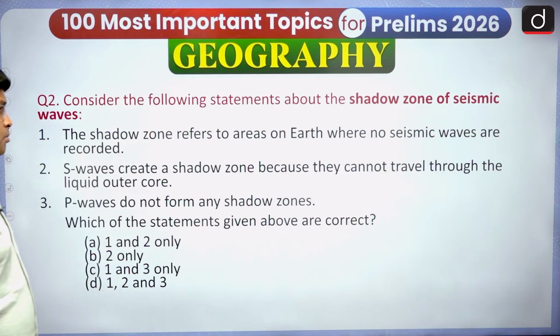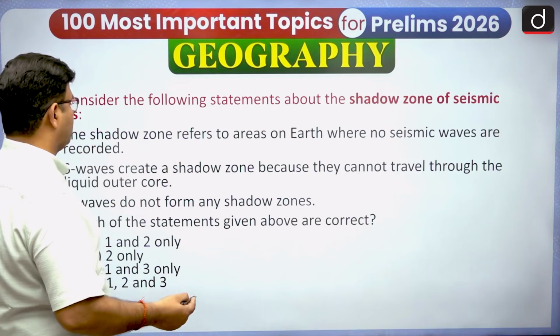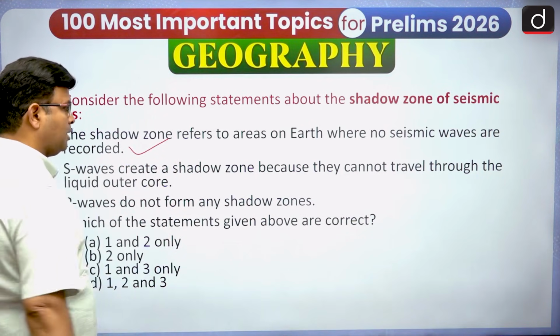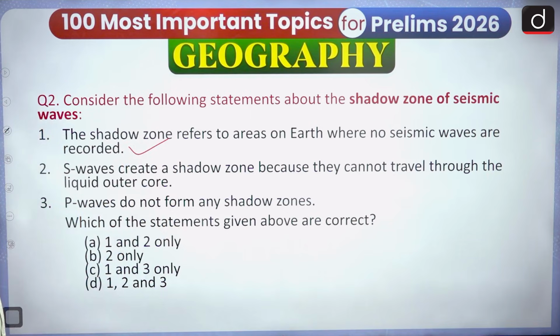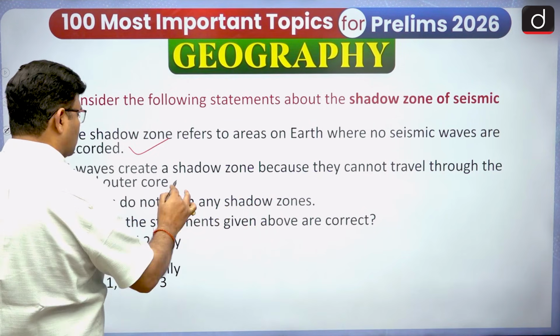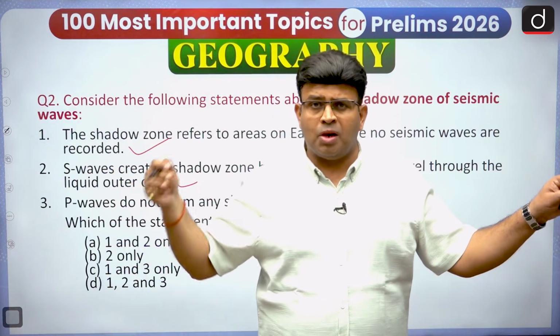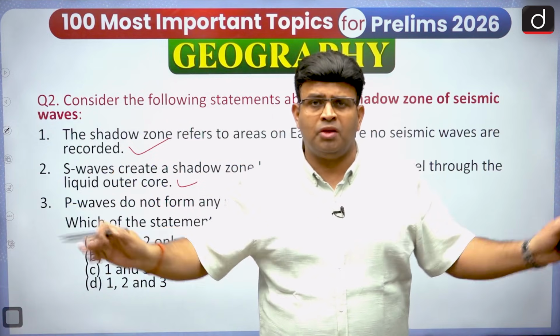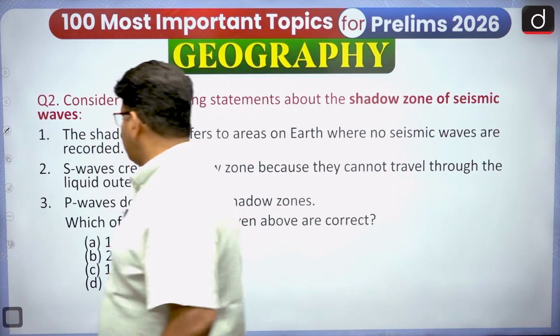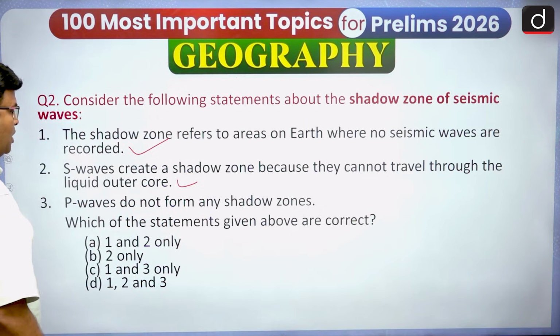Here, let us see some questions based on it. Consider the following statements about the shadow zone of seismic waves. The first statement: the shadow zone refers to the areas on the earth where no seismic waves are recorded. That's a correct statement. Another one: S waves create a shadow zone because they cannot travel through the liquid outer core. Yes, it is also creating a shadow zone. Why? Because the outer core is liquid, so they are able to reach only up to 103 degrees with respect to the epicenter or nearby focus.